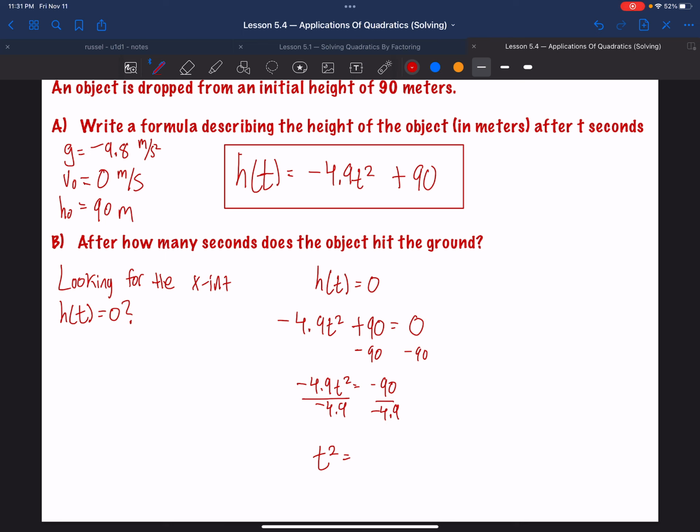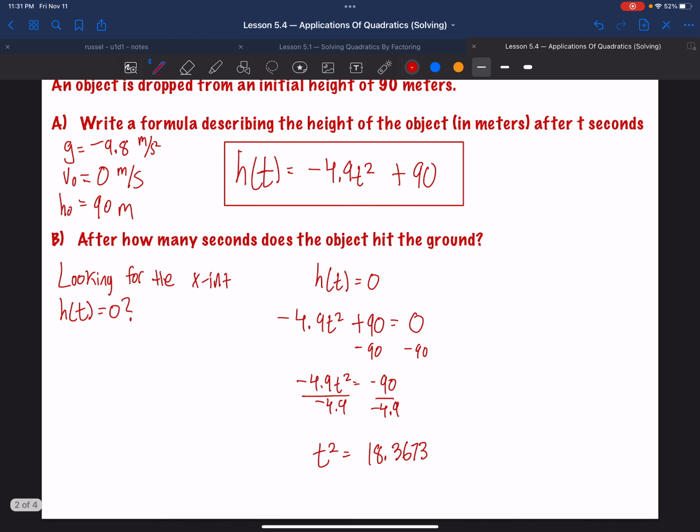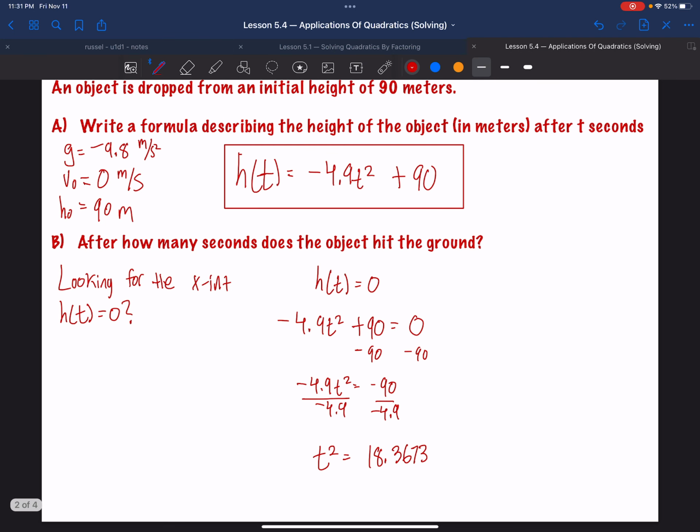Okay, that's an ugly number. I want to try that again. Is that right? 90 divided by 4.9. Yep, okay. It's 18.3673. And there's more decimals, but whatever. I'm just going to round it to that. Okay? Now, to figure out t, I got to take the square root.